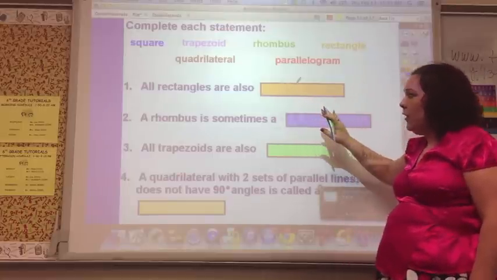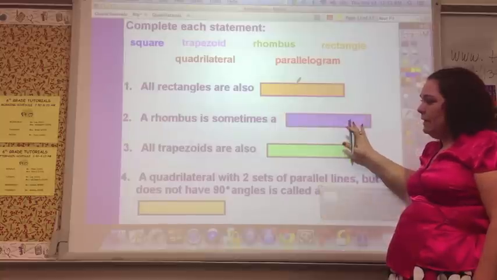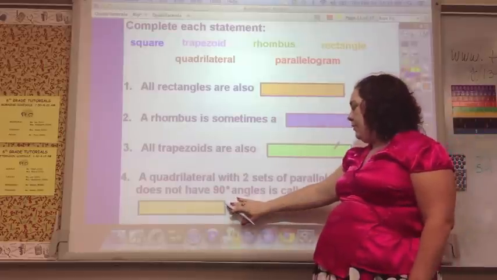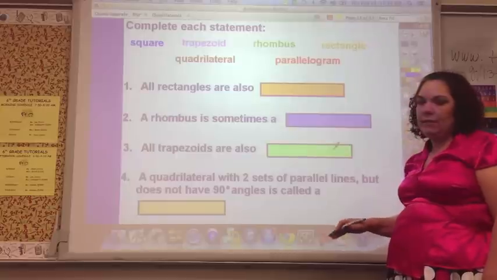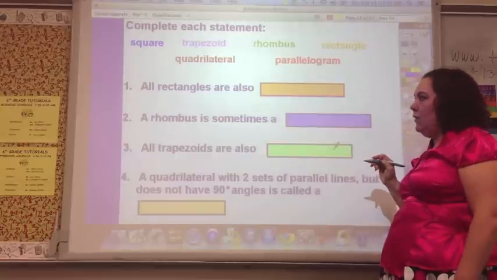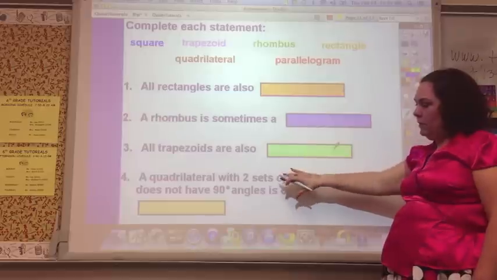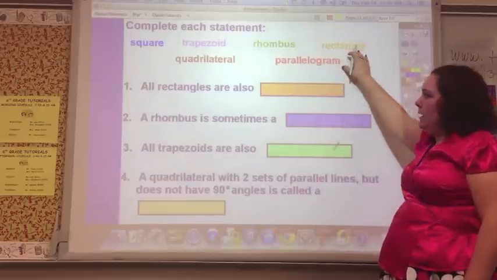All rectangles are also blank. A rhombus is sometimes a blank. All trapezoids are also blank. And a quadrilateral with two sets of parallel lines but does not have 90-degree angles is called a blank. So you don't have to write down the sentence, just write down the answers, 1, 2, 3, 4, and pick the answers from up here.